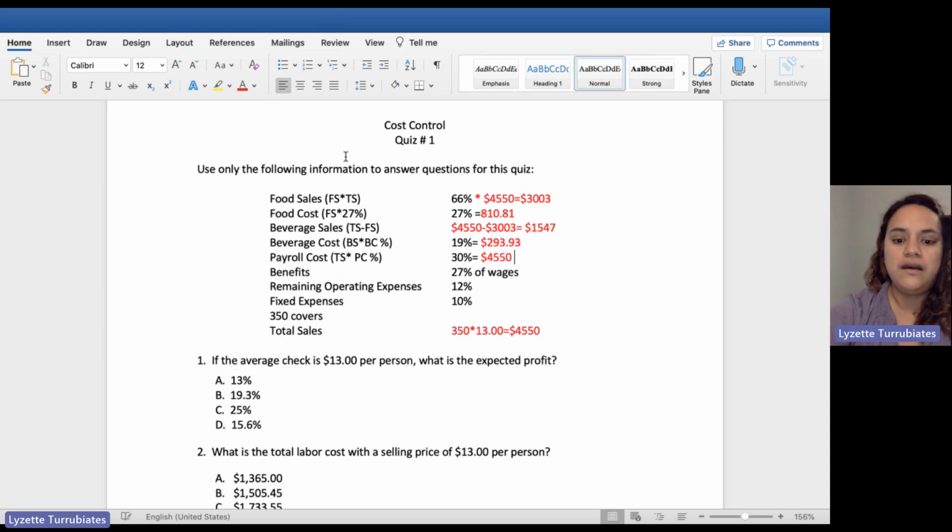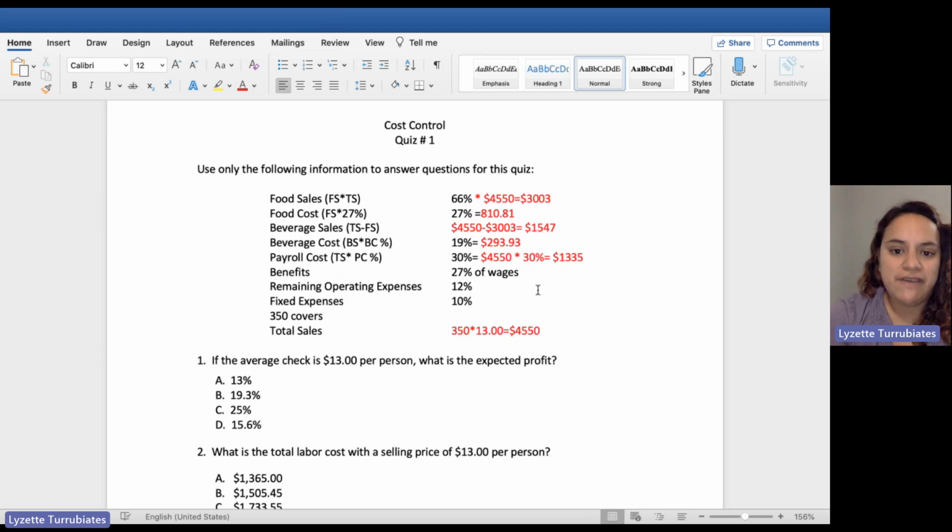Okay, so our total sales are $450 times our payroll cost, right? So that's 30%, and that's going to equal $1,335. So that's how much it costs just for our payroll.